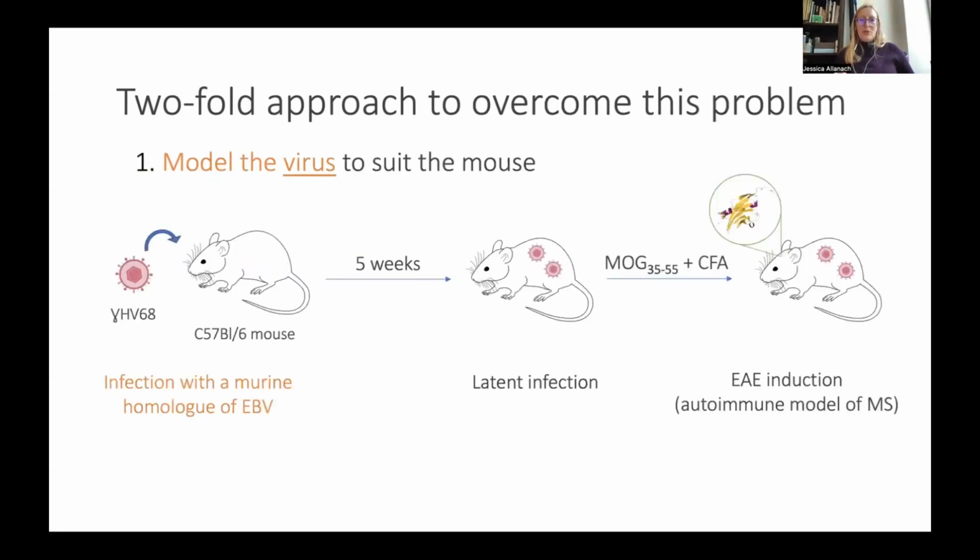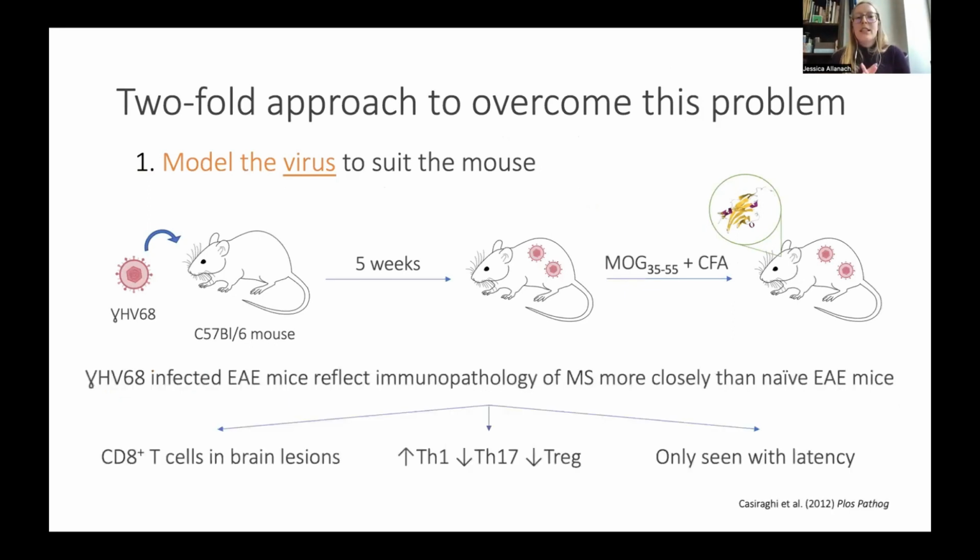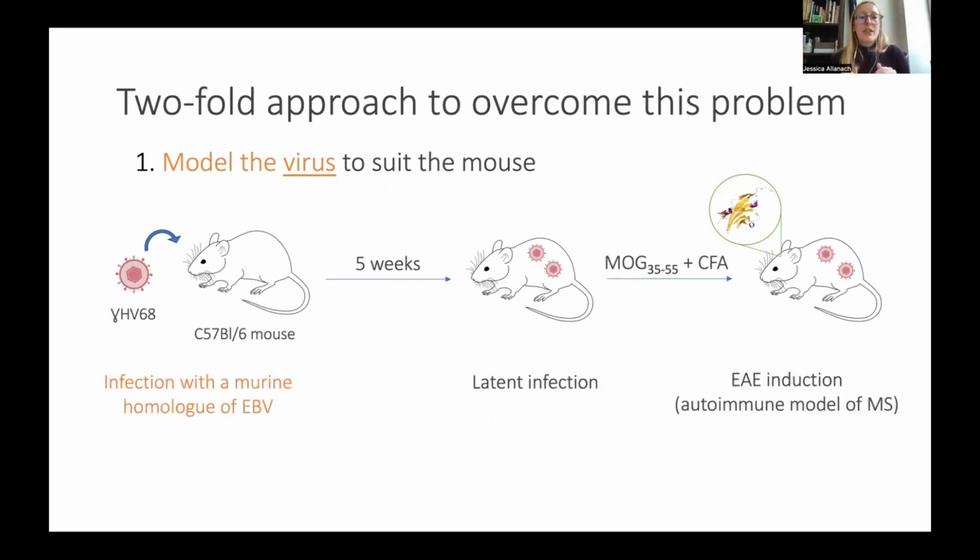So this is the first approach, again, to model the virus using gamma herpes virus. This is a homologue of EBV. It behaves very similar in its latent form to Epstein-Barr virus. And what we do is we infect regular C57 black 6 mice, which is the typical mouse strain used to model MS. Wait 5 weeks for the virus to establish a latent infection, so it's no longer actively replicating. And then we induce EAE using the typical MOG 35-55 epitope emulsified in CFA with pertussis toxin.